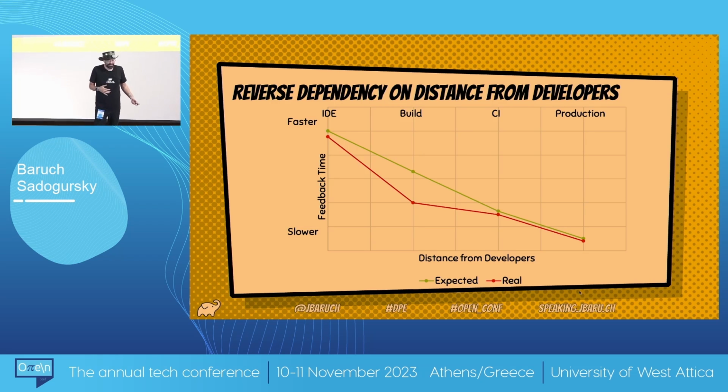Now, the reality is not so great, especially the build hurts us. Who has a build under a minute? With tests, with everything. A couple of hands. How about under 10 minutes? This is the majority, I expect. Well, a little bit less. Under 20 minutes. And then, yeah, okay, I feel you. And the rest, I feel you dearly.